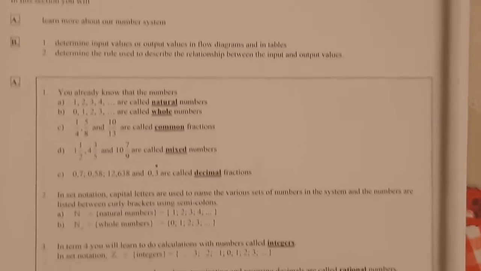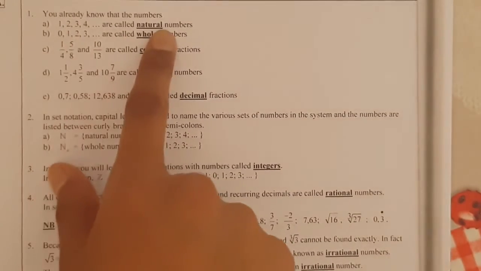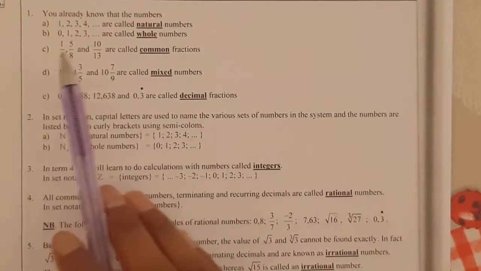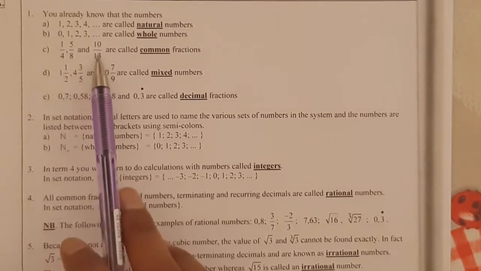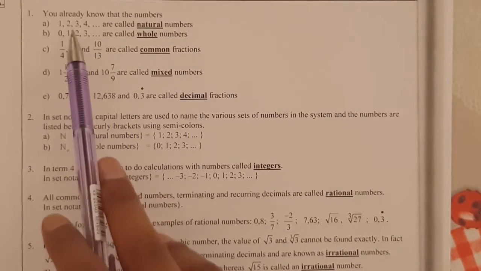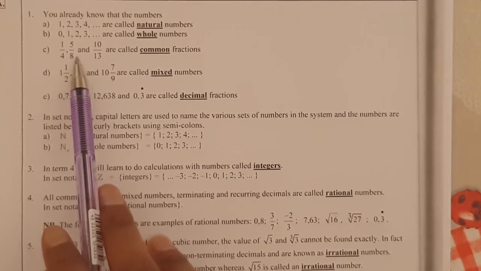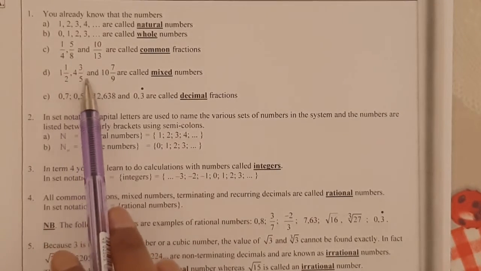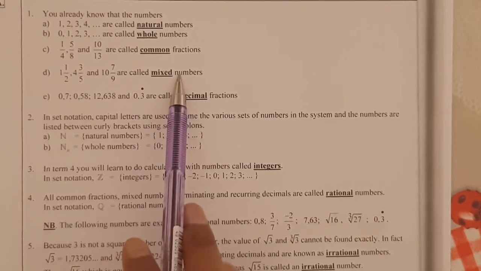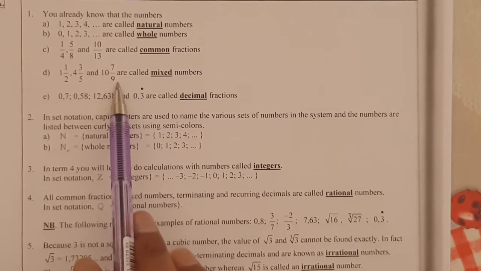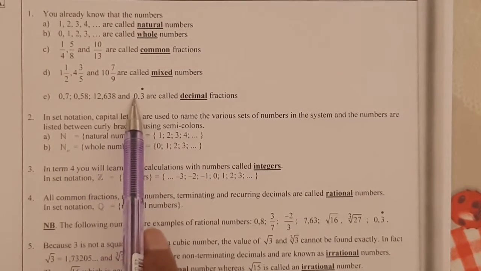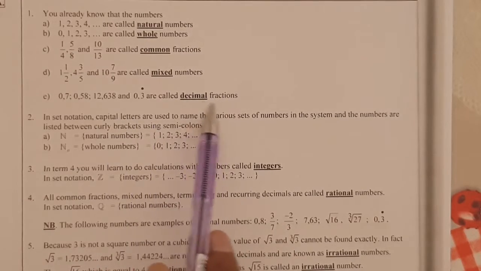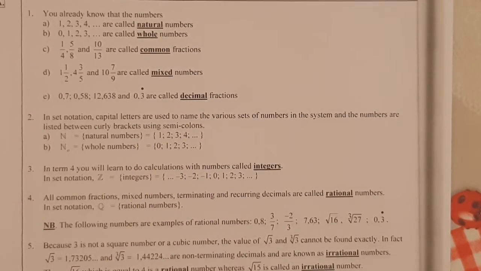Okay, so let's just read through this block here. That's a bit of revision. It says you already know that numbers 1, 2, 3, and 4 are called natural numbers, and 0, 1, 2, 3, 4 are called whole numbers because they start with a 0. 1 over 4, 5 over 8, 10 over 13 are called common fractions because the numerator is smaller than the denominator. 1 and 1.5, 4 and 3 over 5, 10 and 7 and 9 are called mixed numbers because they have a whole number and a fraction. 0.7, 0.58, 12.638, and 0.3 recurring are called decimal fractions. They've been converted to decimals.